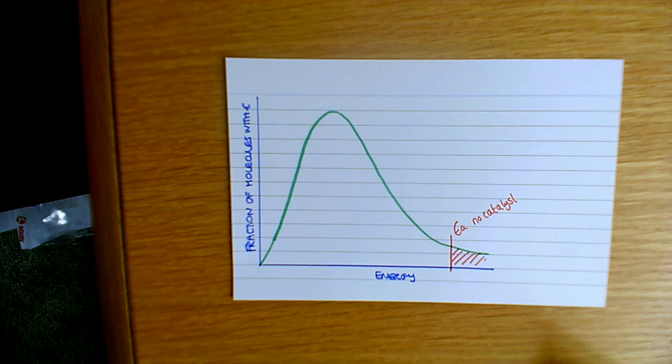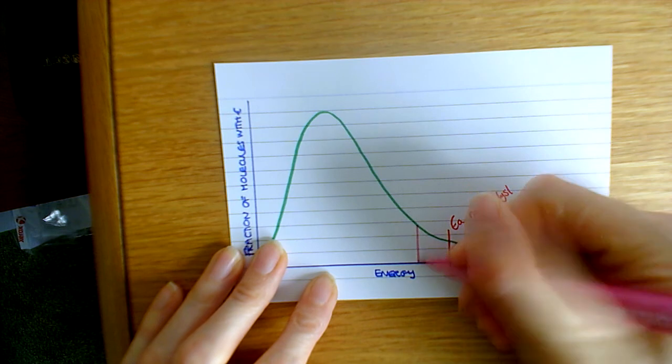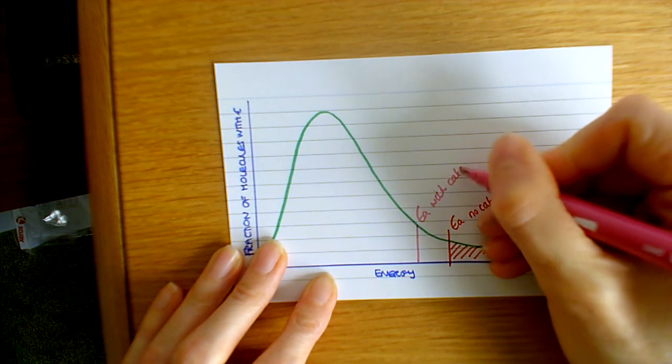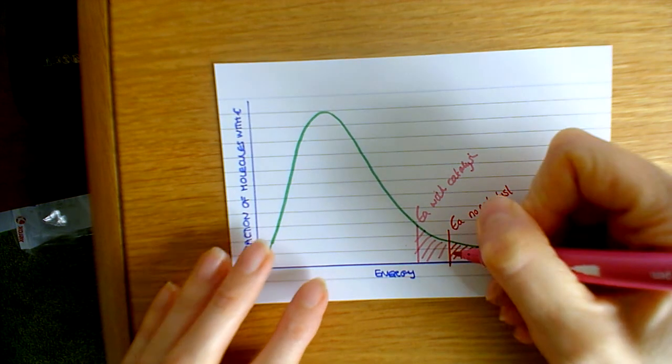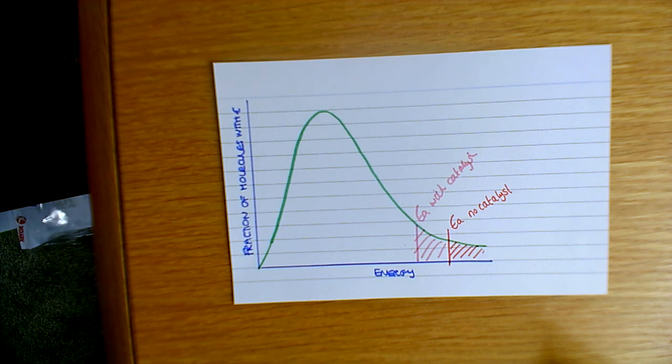So when we put a catalyst in, what we're doing is we're shifting that line towards the left. So this is with a catalyst. And as you can see, you have increased the area under the graph, therefore there are more molecules reaching that particular activation energy.